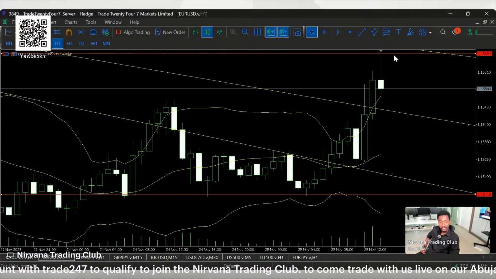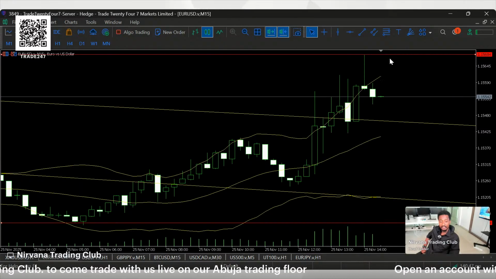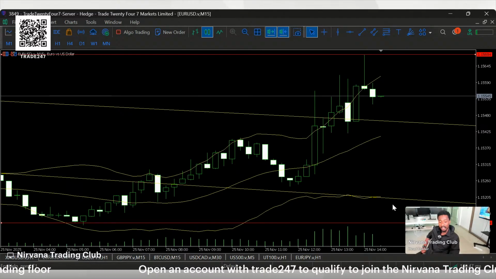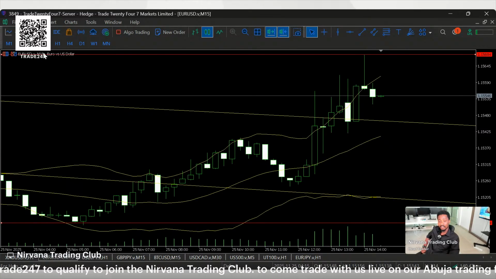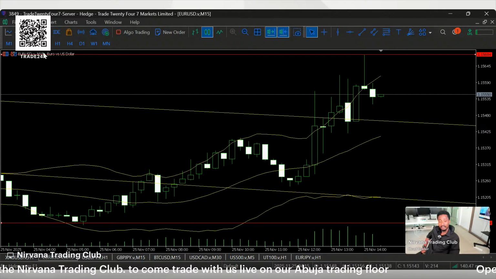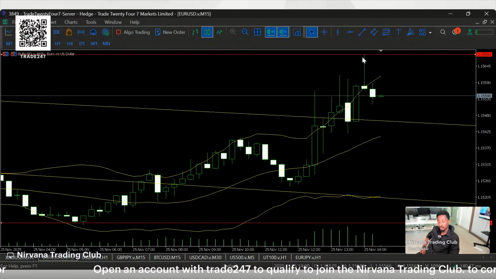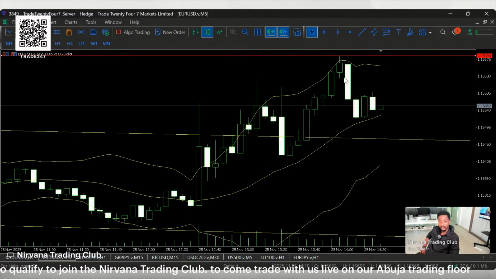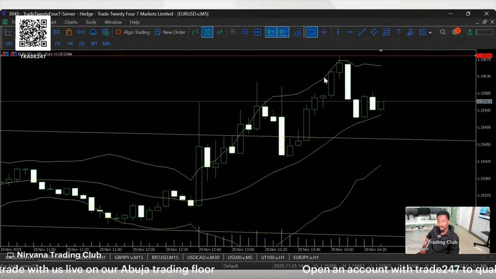So I think that the entry SL is going to be here, and let's see if we can ride it back down to the zone. Euro USD sell position looking tasty right now. Look at this candle formation. This is a bearish pin, very hammerhead. So it's a very good confirmation right now. And on the 5 minutes as well, we have a full bearish candle.